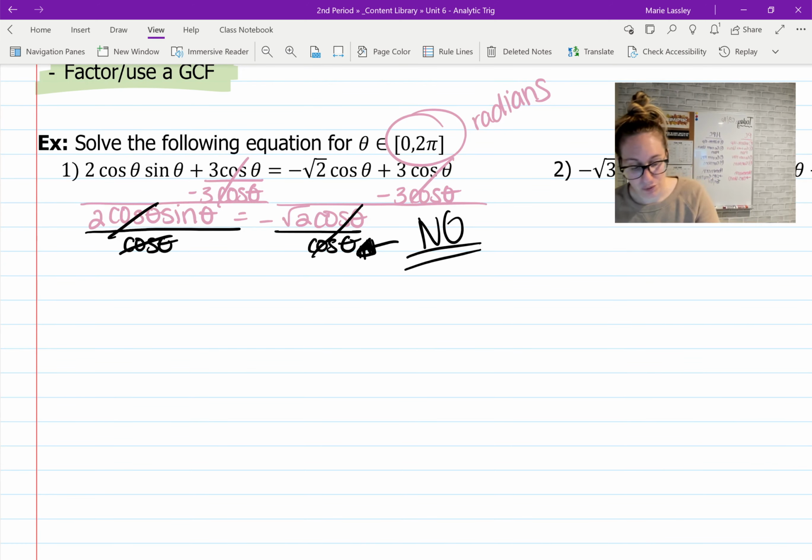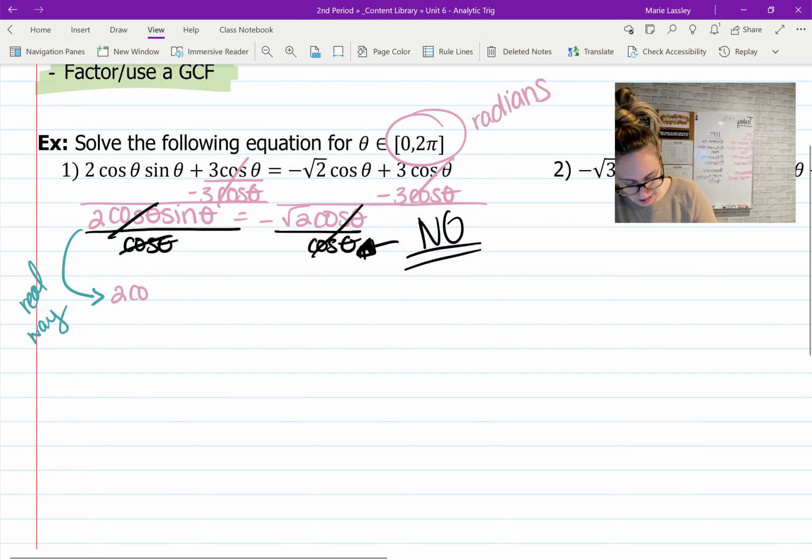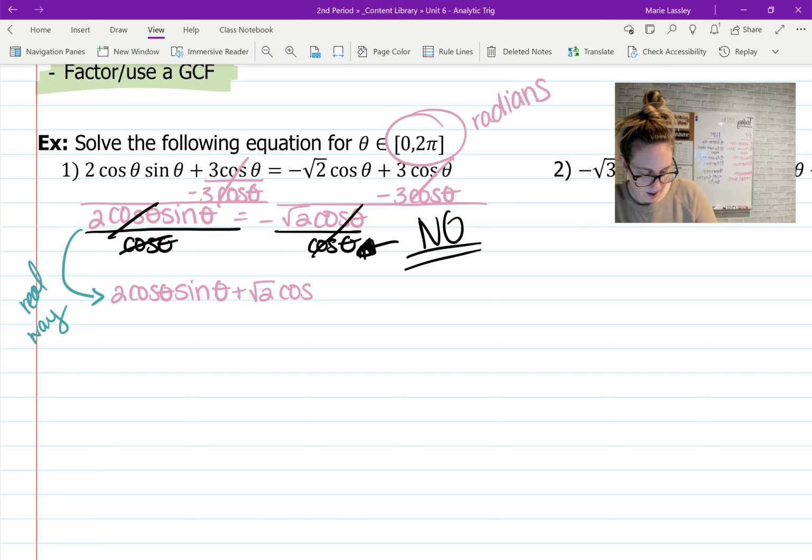All right, so how you would really do this problem, the real way, is you would add square root of 2 cosine theta to the left-hand side so that you get it equal to 0. So you would have 2 cosine theta sine theta, and then you're adding root 2, not just 2, square root of 2 cosine theta, which is going to give you 0 on the right-hand side. Okay, so we move everything over.